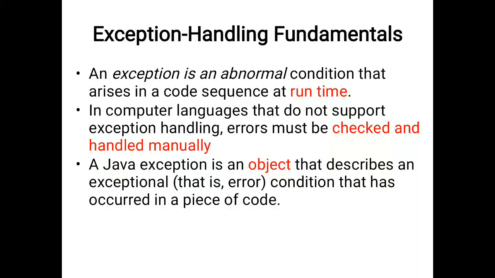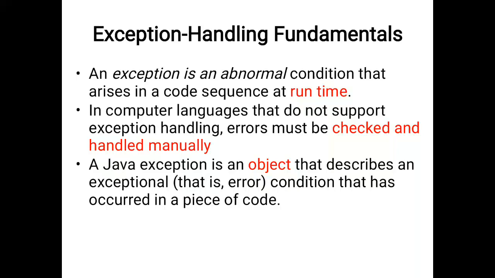An exception is an abnormal condition that arises in the code sequence at runtime. That indicates that an exception is a runtime error that occurs during runtime, not compile time. Or I can say an exception is an error that is generated during runtime. If a computer language doesn't support exception handling, then errors must be checked and handled manually.